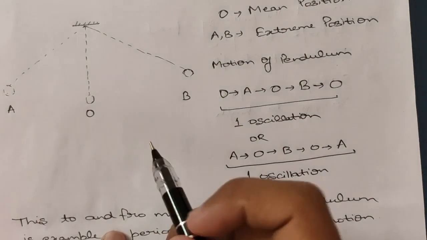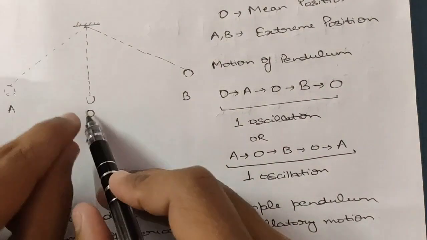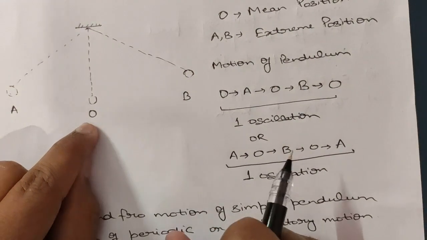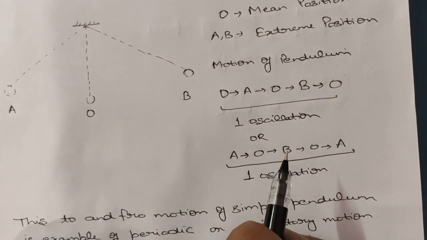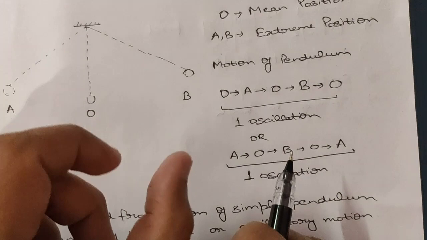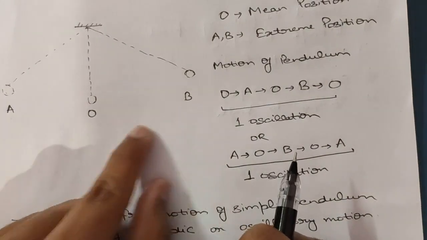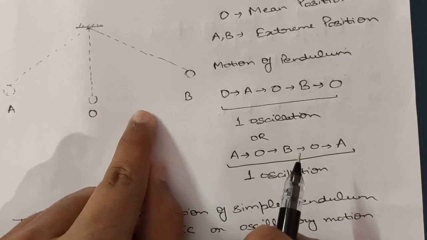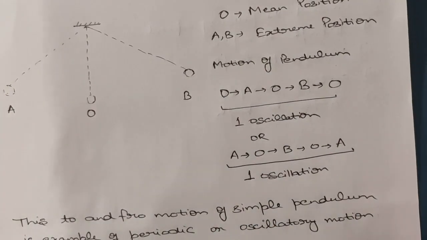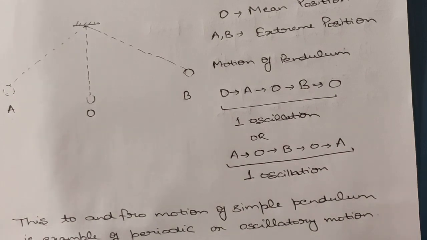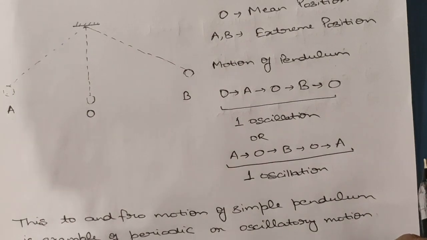Now tell me, is this motion about a fixed point O? It is only moving about this point, and this movement about a point is to and fro. To and fro means again and again, to and fro, about this A and B only. So this to and fro motion of a simple pendulum is an example of periodic motion or oscillatory motion. Oscillatory motion is a to and fro motion of a particle about a fixed point.